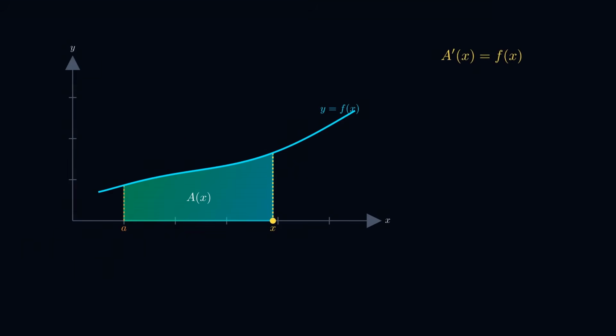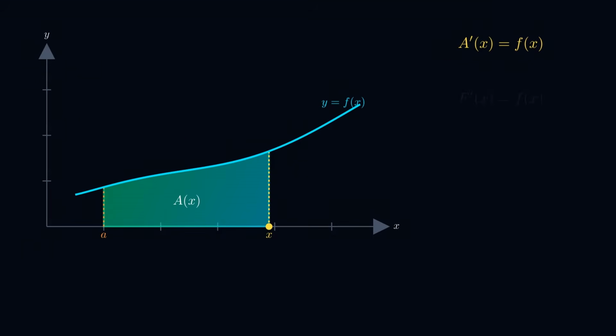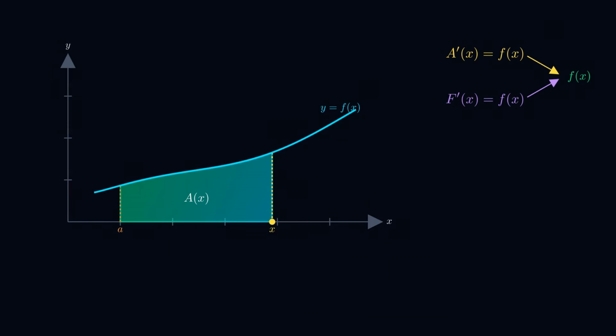And that changes everything. Because if A prime of x equals f of x, then A of x and F of x have exactly the same derivative. So they can differ only by a constant. A of x equals F of x plus c.